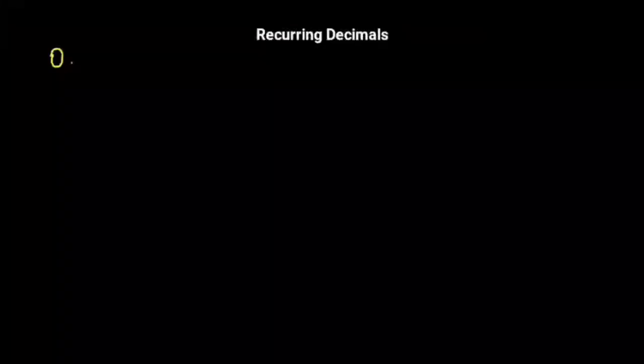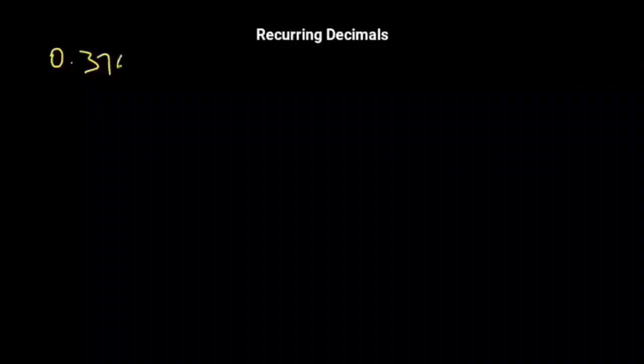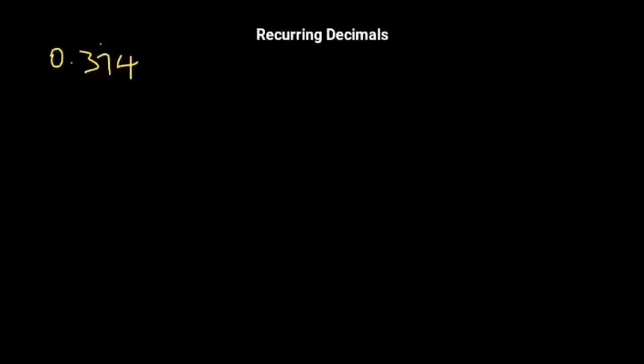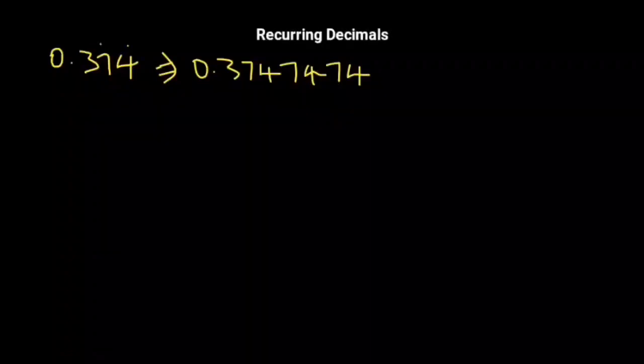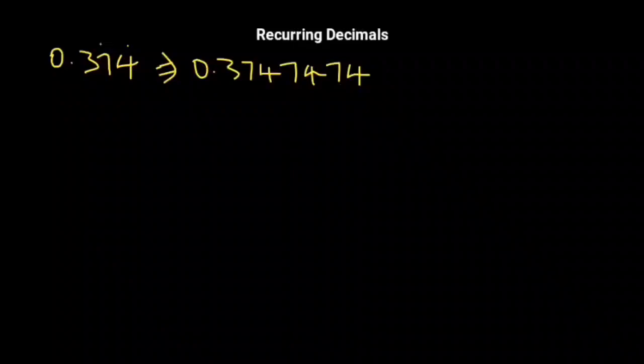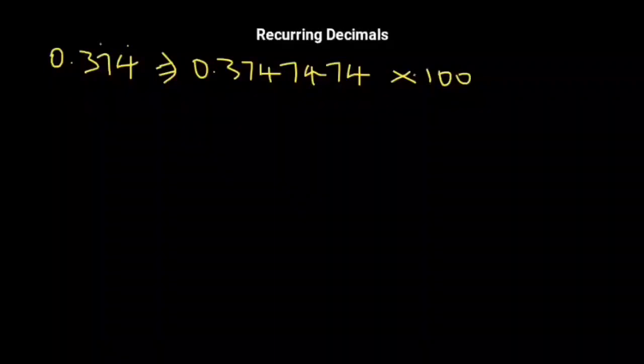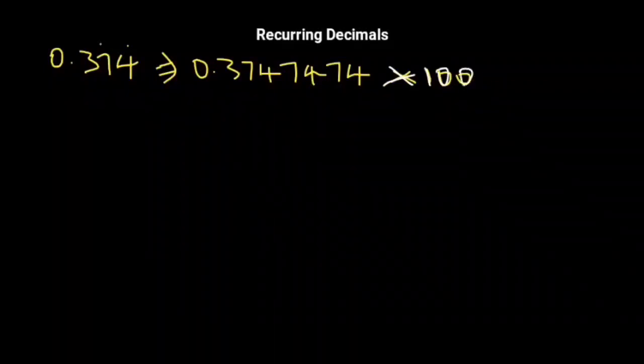We're now going to move on to our second example. So if we have 0.374 and our 7 and our 4 were recurring, from our rule, we know that if we have two numbers recurring, then we need to multiply by 100. So we need to multiply 0.374 recurring by 100. Let's write that in white. There we go.